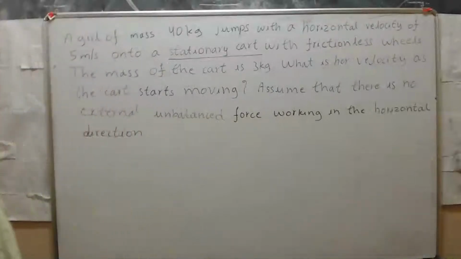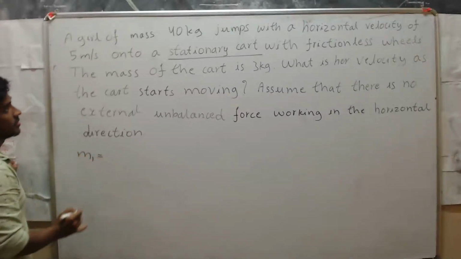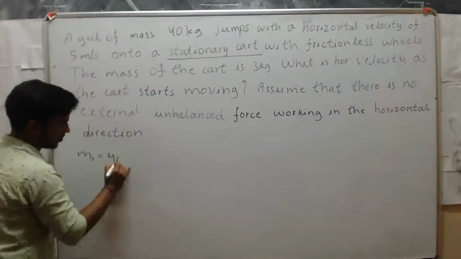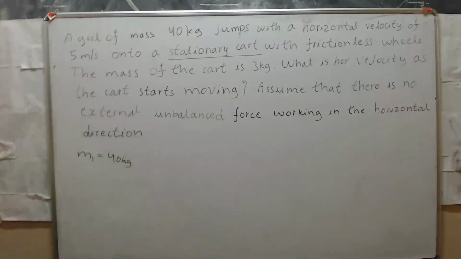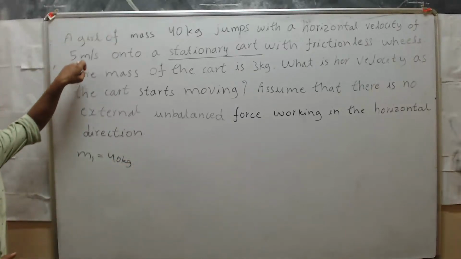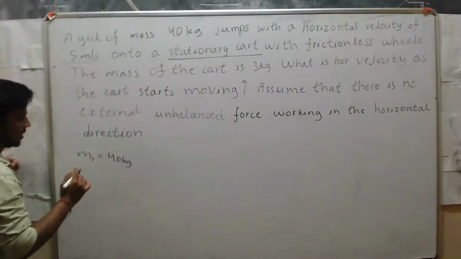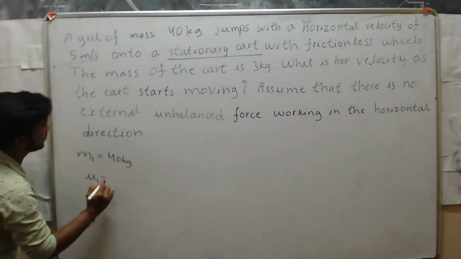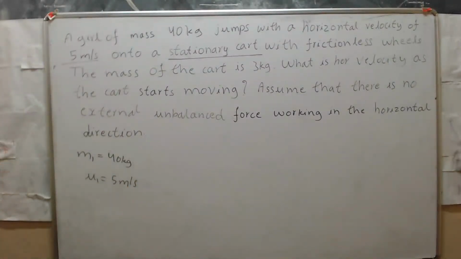Okay. See here. First, I'll take M1 as the mass of the girl, that is 40 kg. A girl of mass 40 kg jumps with a horizontal velocity, that is 5 meters per second, and I'll take u1, that is the initial velocity of the girl. Initial velocity of girl, that is 5 meters per second.